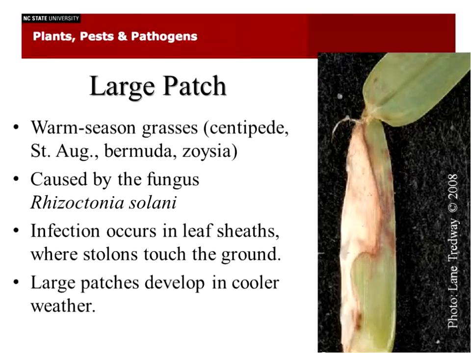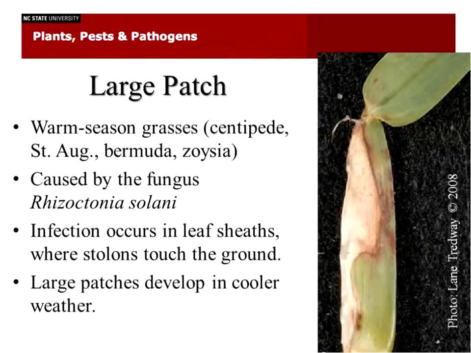Again, this is a problem on warm season grasses such as centipede, St. Augustine, Bermuda, and Zoysia. It's caused by a fungus called Rhizoctonia solani, which you may recognize is the same fungus that causes brown patch on fescue and cool season grasses during the warm months. But it's not the exact same type. It belongs to a different group within that species.